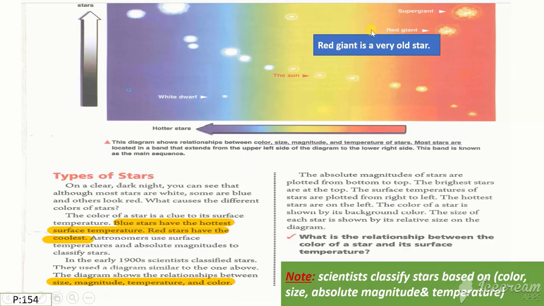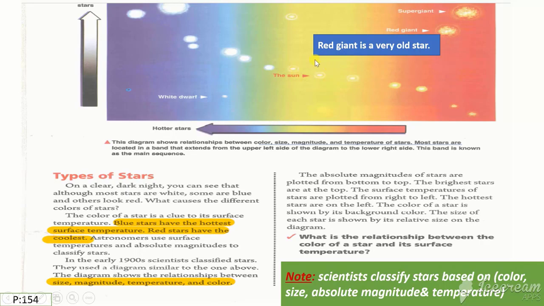Red giant is a very old star. Try to pay attention to this point. Red giant is a very old star. Red giant, it is a red color because it is a cool star. Supergiant, it is a cool star. It is a red color.